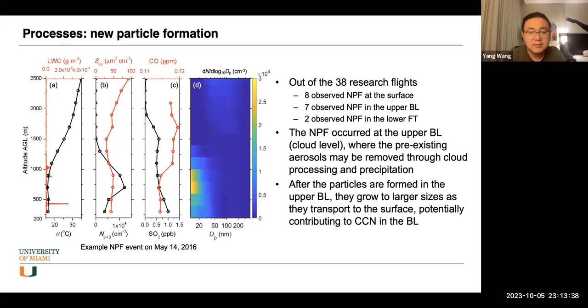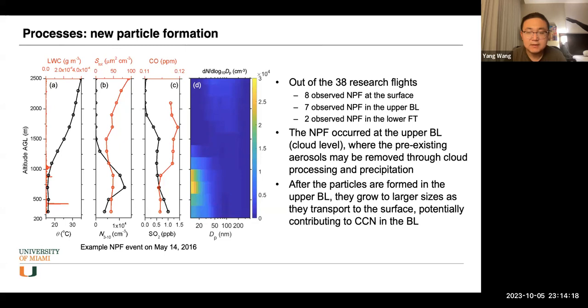We're quite interested in these types of events because the ground may not be able to capture these new particle formation events, and these newly formed particles may further grow and contribute to the CCN in the boundary layer. For example, in this event, you see a strong new particle formation event at an altitude between 500 and 1,000 meters. So there's a higher concentration of aerosols between 3 to 10 nanometers. And at the same time, this new particle formation event corresponds to a minor dip in the total surface area concentration, which is likely caused by the cloud scavenging and the drizzling effect that remove these larger particles.